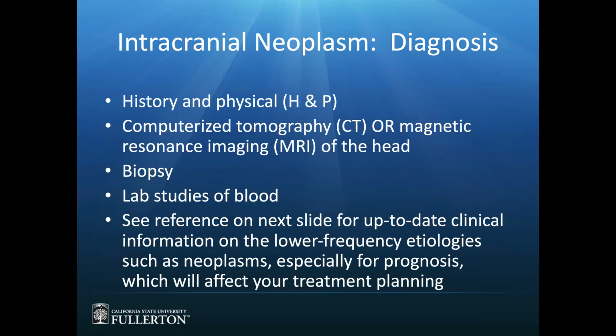If not, because some tumors don't show up well, MRIs, which is a different kind of scanning technique, will show up many more of them. They can biopsy it by passing a little needle through the skull and into the tumor and take a little bit of the tissue out and study it to see exactly what it is. Why is that important? To know the prognosis and are they likely to benefit from surgery or some other kind of treatment. Sometimes lab studies of the blood can be diagnostic.